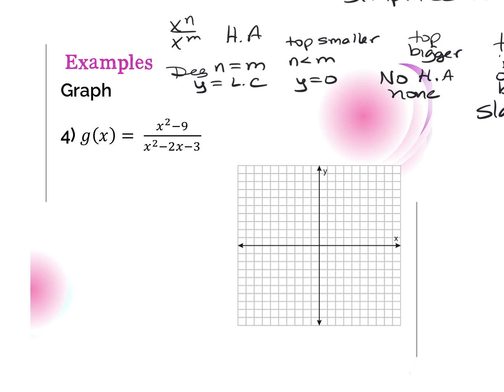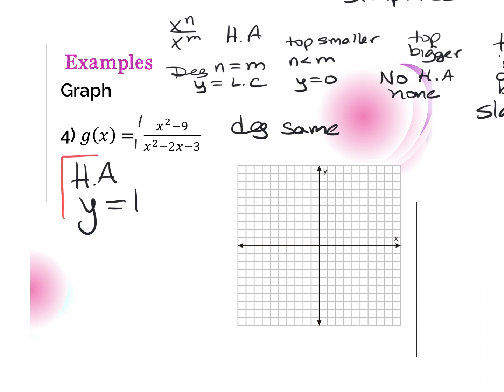Notice both of these degrees are the same. So I'm going to use my leading coefficients, which is 1 over 1. So my horizontal asymptote is just going to be y equals 1. So I'll go ahead and graph that in red. My horizontal asymptote is this horizontal line through the y-axis at 1.